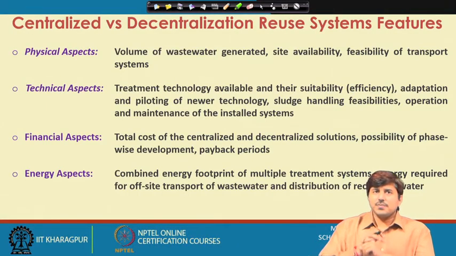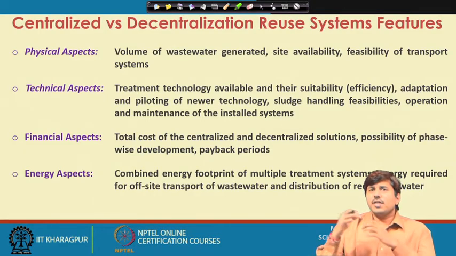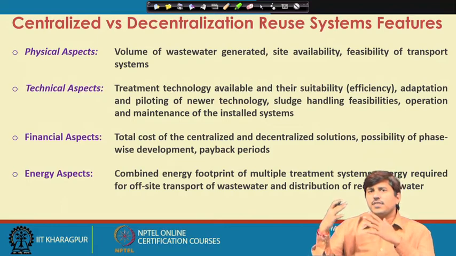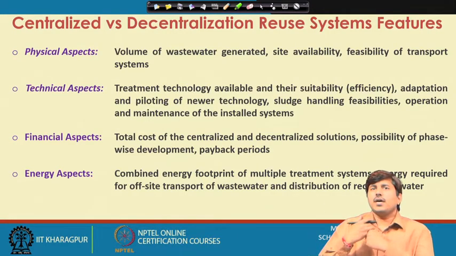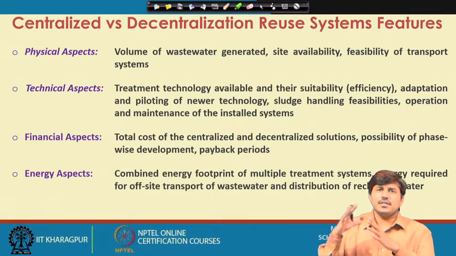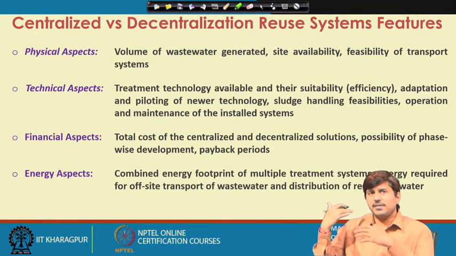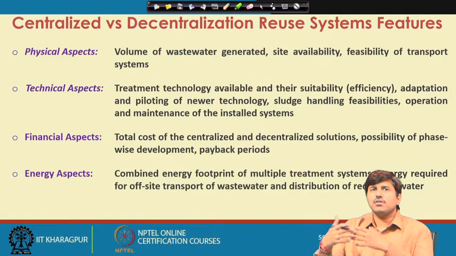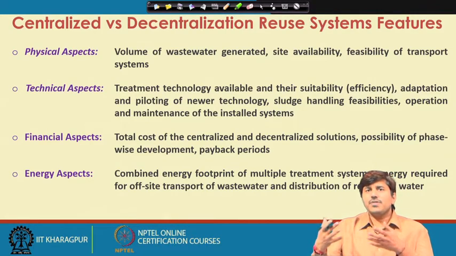Then there are technical aspects: the treatment technologies available and their suitability. There are various treatment technologies which are suitable only for small-scale systems, and several technologies which are more suitable for large-scale systems. So, we have different technologies available, and the selection is based on these technical aspects, such as what kind of efficiency is needed. Then there is adaptation and piloting of newer technology, and how feasible it is.